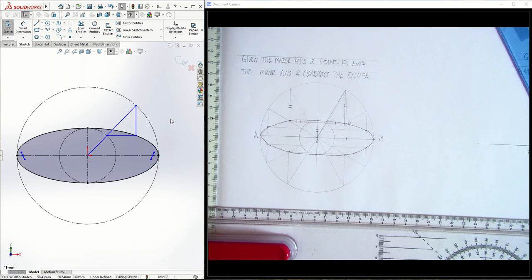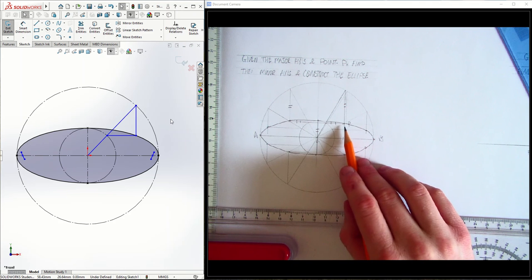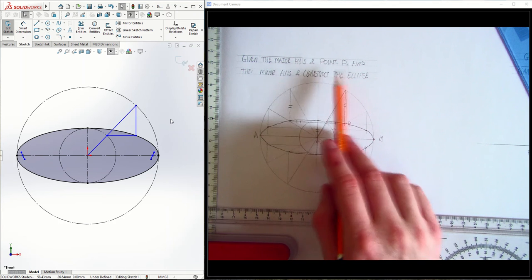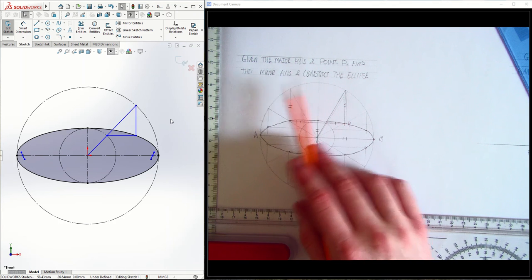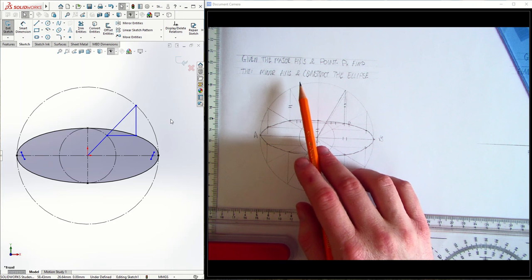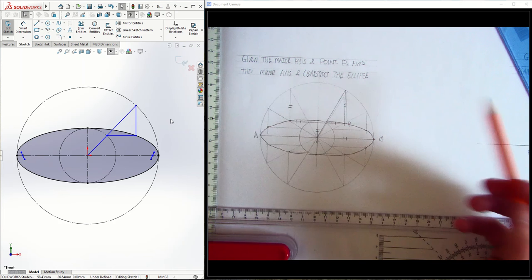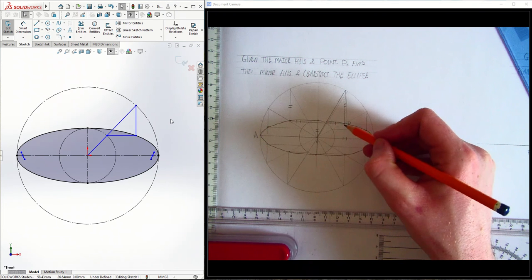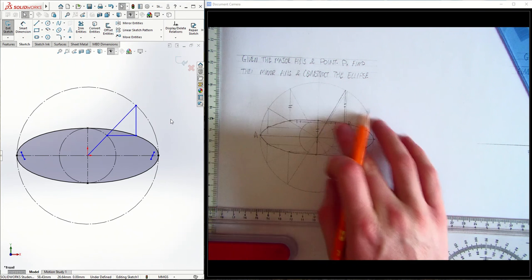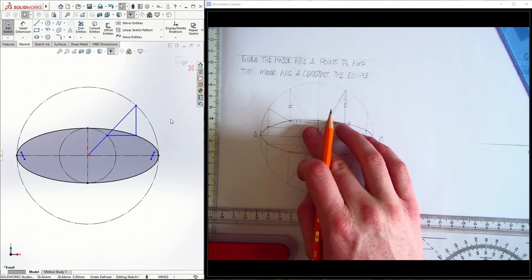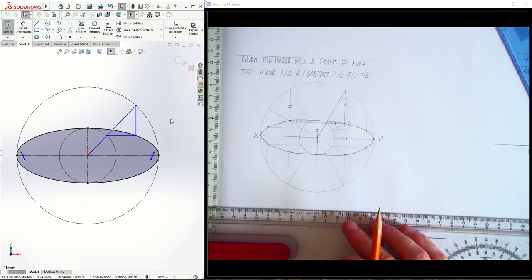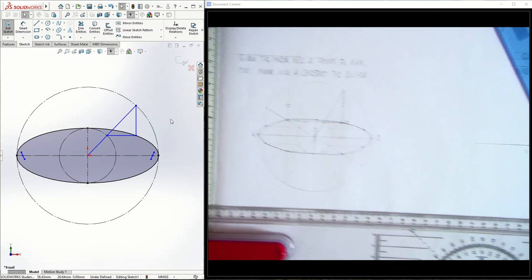Like that. Okay, and that's my ellipse completed, and my point P is on the curve. So that's if we have a point P and find the minor axis. And it's the same principle if we have the point P and we need to find the major axis. You're going to draw a line from your point parallel to both the major axis and the minor axis, and work it from there.